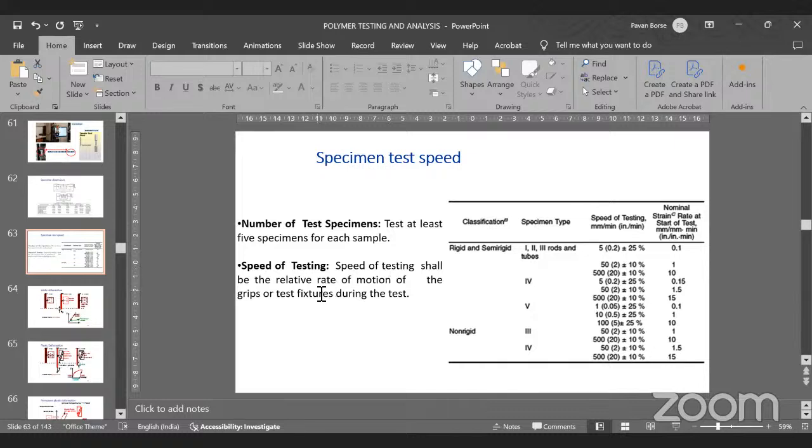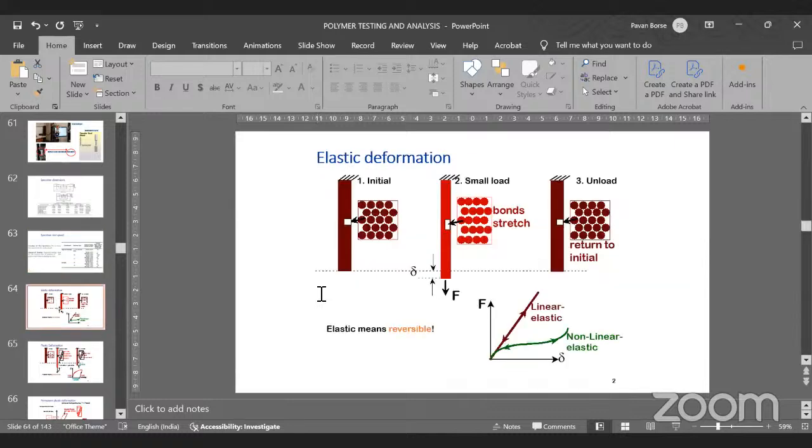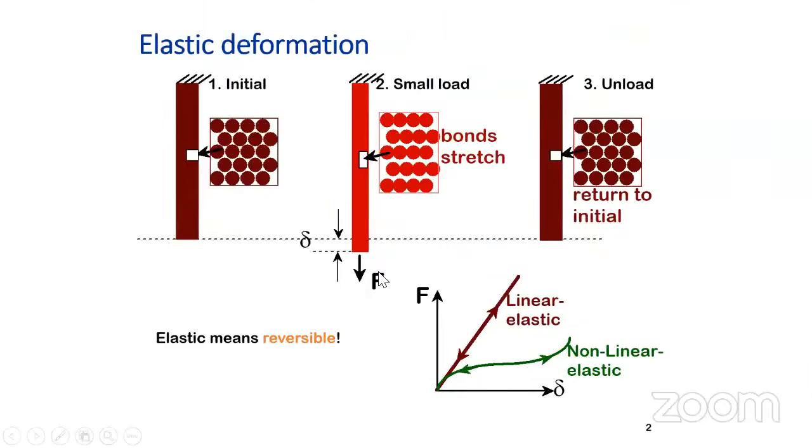Okay, so this is nothing but the number of specimens as well as the specimen test speed of the material. Okay, then if you see what all kind of results you can observe in the test method, like what kind of polymer it is, and what kind of properties it is behaving with, like elastic or plastic or some ductile nature. Okay, so how can you understand that part?